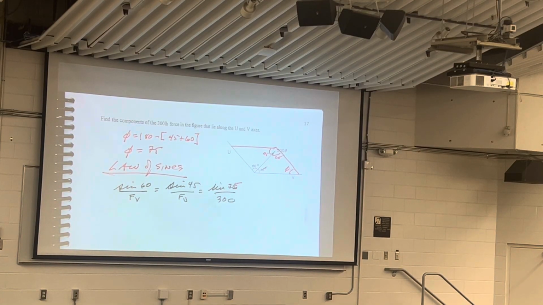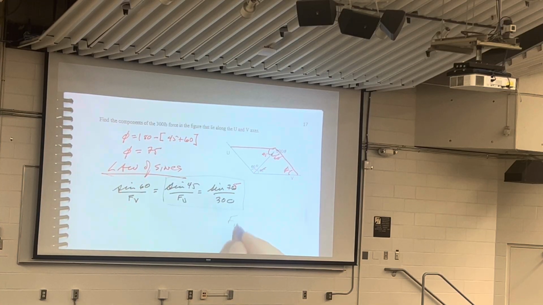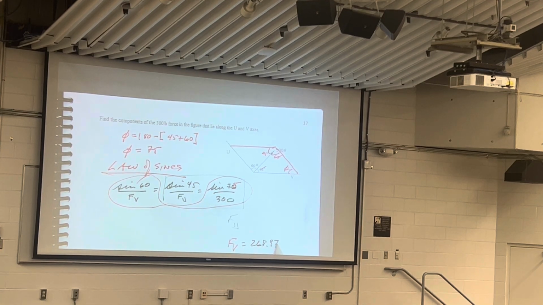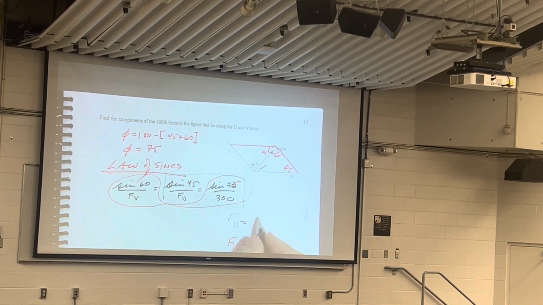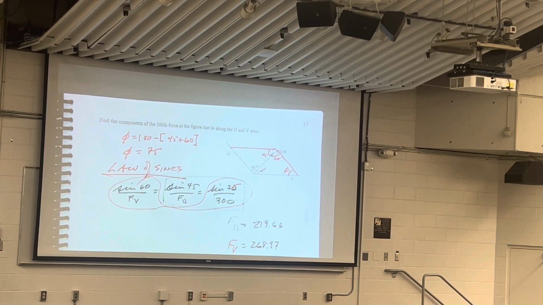If I now solve these two together, I'll get the FU. If I happen to solve this and this together, I'll get the FV. FV is 268.97, FU is 219.66, or 60.